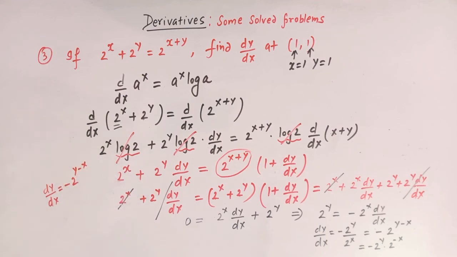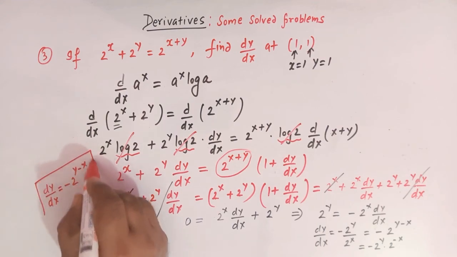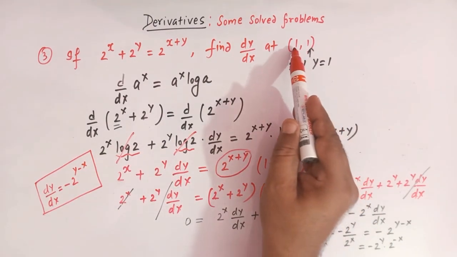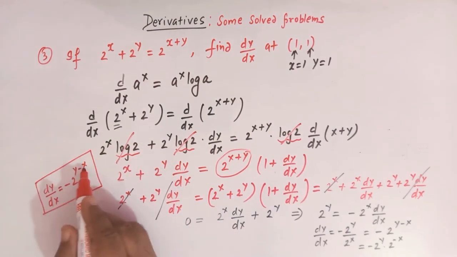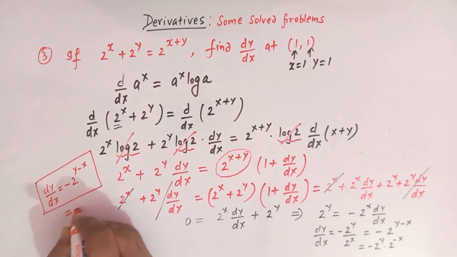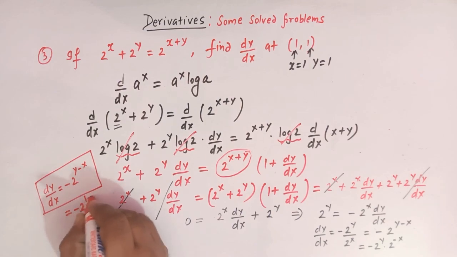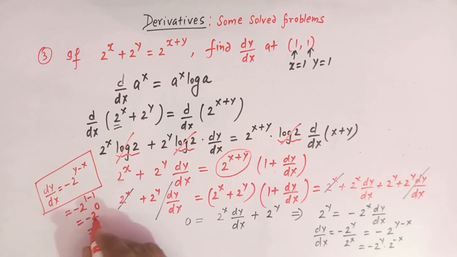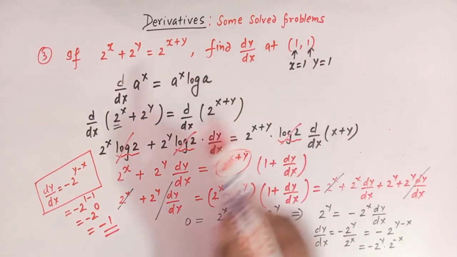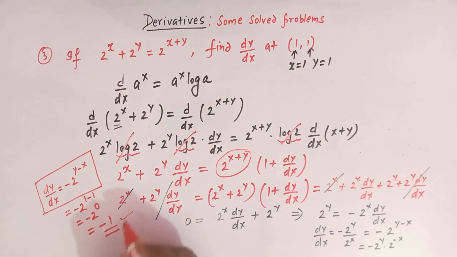Now we have to find the value of the derivative at this point, that is 1 comma 1. So we'll take x equal to 1 and y equal to 1. So we have minus 2 raised to 1 minus 1, so this is minus 2 raised to 0, and 2 raised to 0 is 1, so we have minus 1. So the value of dy over dx at 1 comma 1 is equal to minus 1.